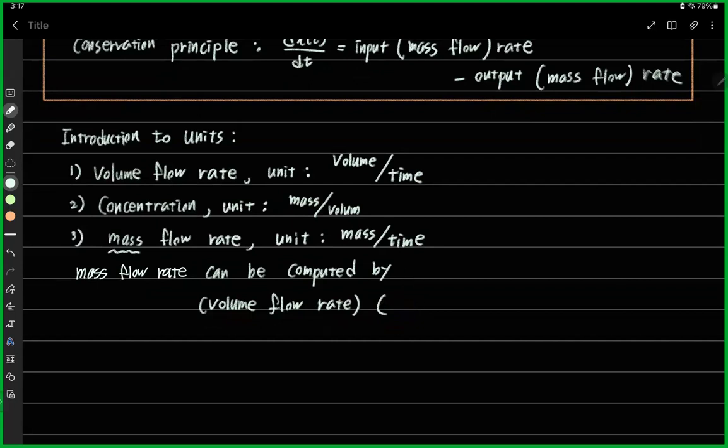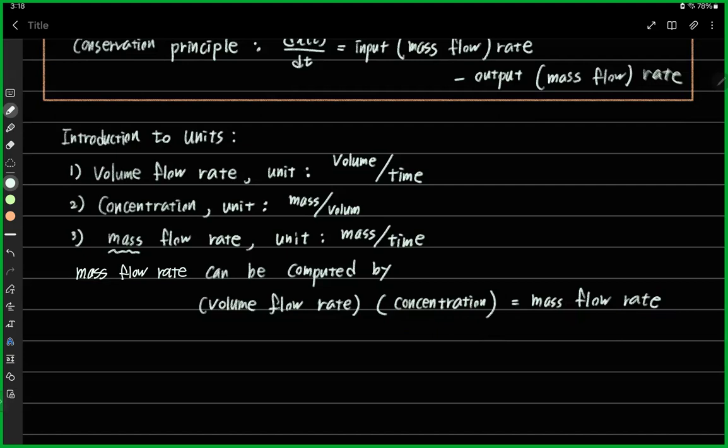So how much mass is in the liquid? Then we need to multiply the amount of the liquid times the concentration of the substance, right? So volume flow rate times concentration. That's how to calculate the mass flow rate. Similarly, when you want to find the mass flow rate out, we compute the volume flow rate out times the concentration out, right?